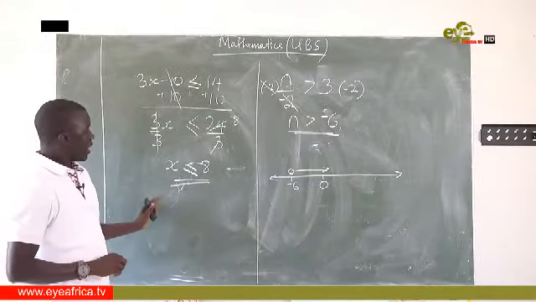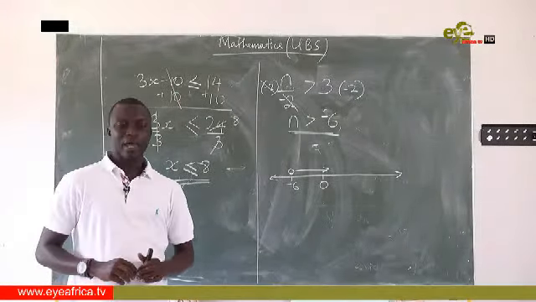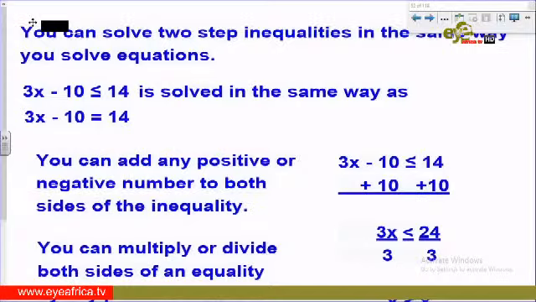Now a contrast of this is given in an equation format where we have 3x minus 10 equals 14. But that one is an equation. Our purpose in bringing that one and comparing it with this is just to know that an inequality and an equation have only one difference, that is this sign: the equal sign and the inequality sign. That is their only difference.